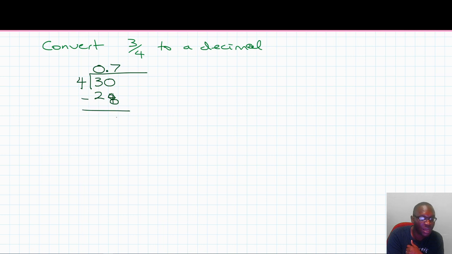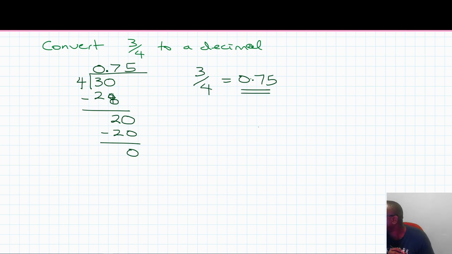So we subtract, and we're left with 2. How many groups of 4 in 2? We have 0, so we're going to introduce a 0 here, all because we have this decimal. 20 divided by 4, we have 5. 5 multiplied by 4, we have 20. We subtract, and we're left with 0. So that means that 3 over 4 is equal to a terminating decimal of 0.75. So good job.